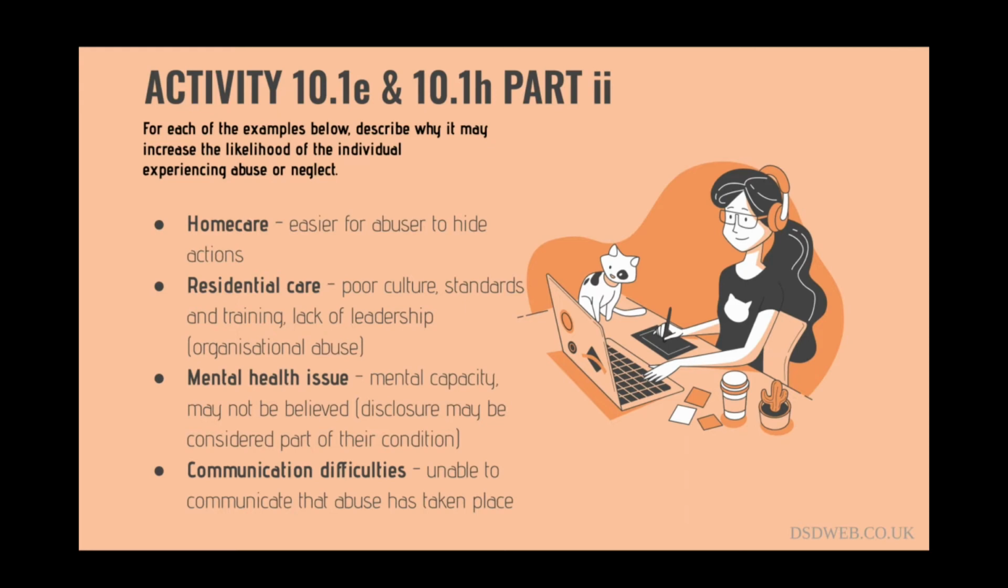The final example is experiencing difficulties with communication. This could increase the likelihood of abuse because the individual may be unable to tell others any abuse or neglect that has occurred.